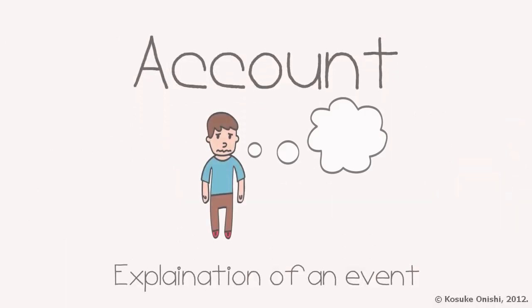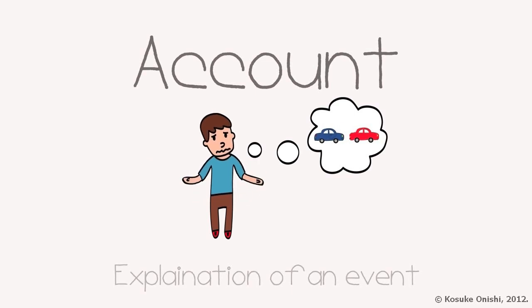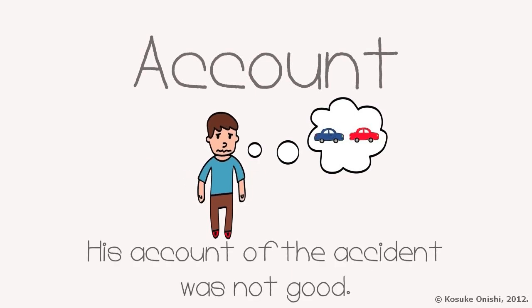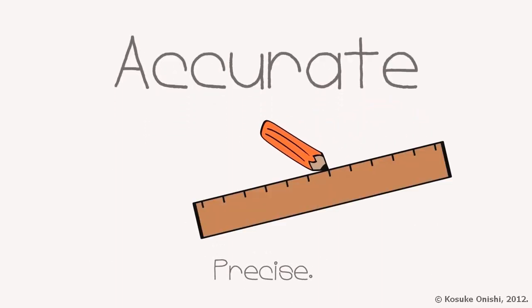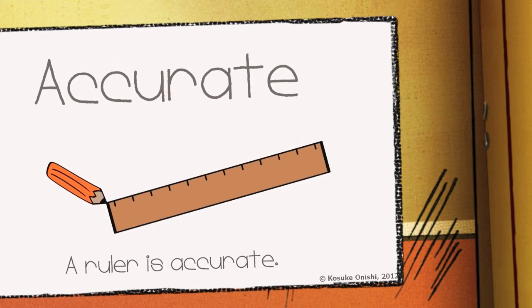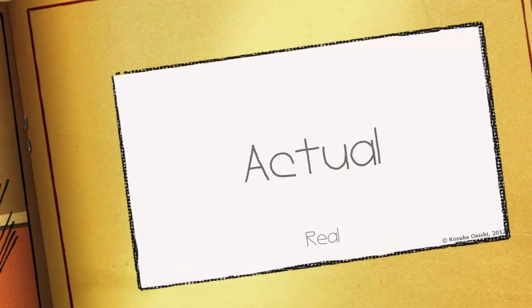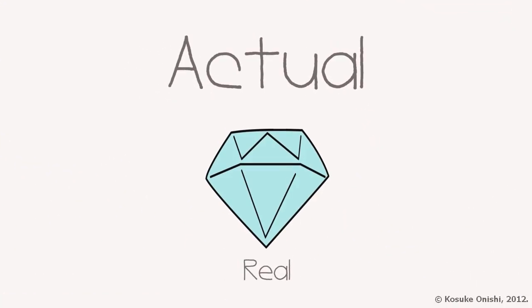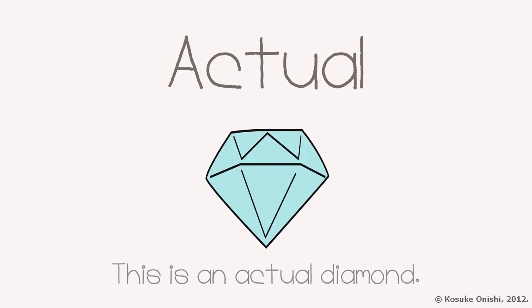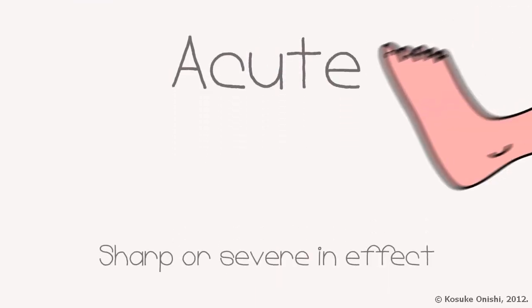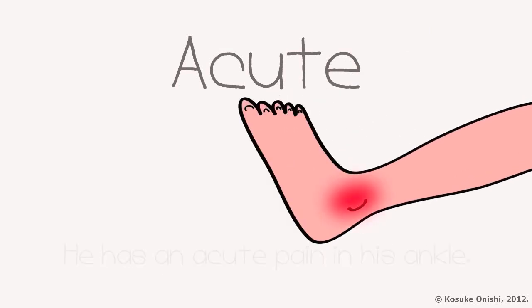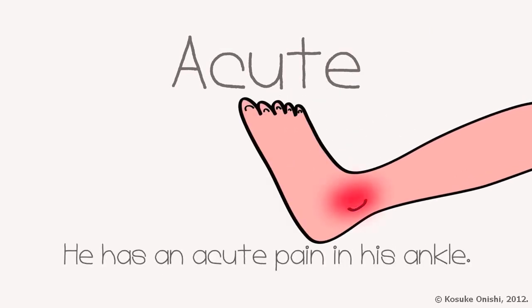Account. Explaining an event. His account of the accident was not good. Accurate. Precise. A ruler is accurate. Actual. Real. This is an actual diamond. Acute. Sharp or severe in effect. He has an acute pain in his ankle.